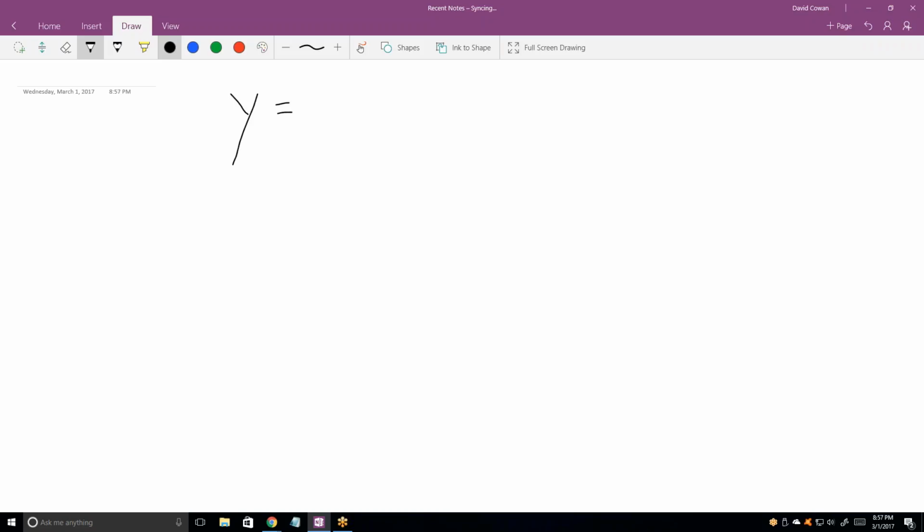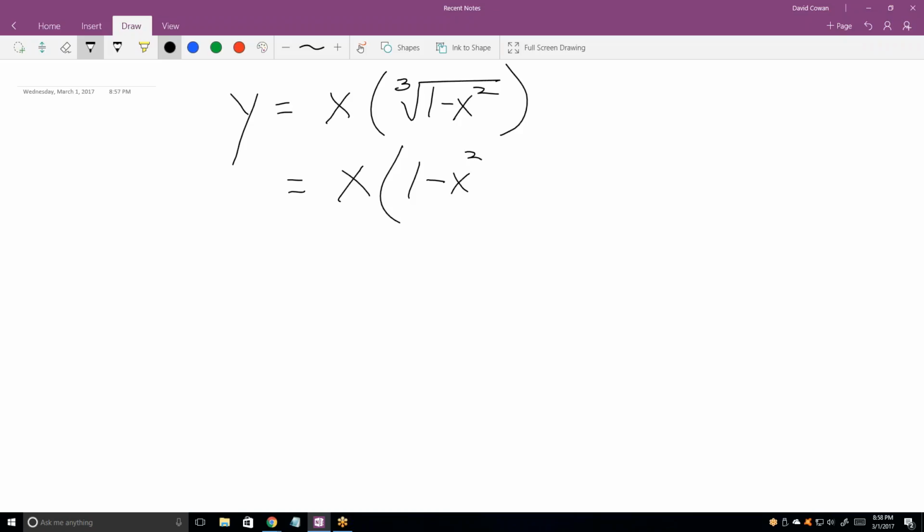x times the cubed root of 1 minus x squared. Okay, what's the first thing I want to do? Figure out what the inside is. Get rid of the radical. You cannot use a radical when you're using power rule, product rule, quotient rule. None of them work with radicals. You've got to change the radical to a fractional exponent. So 1 minus x squared to the 1/3.